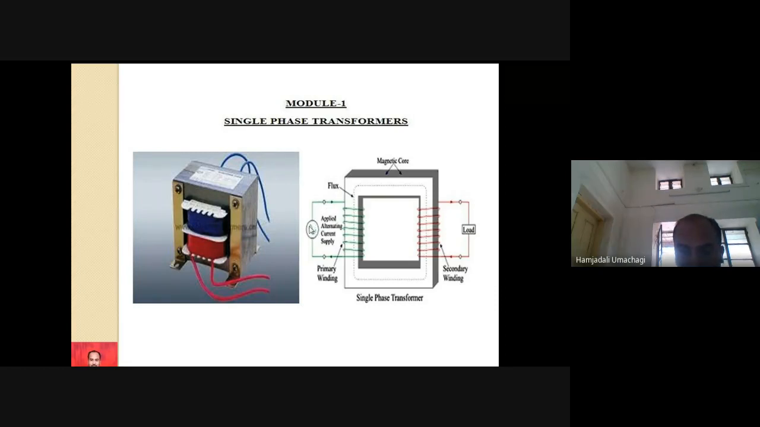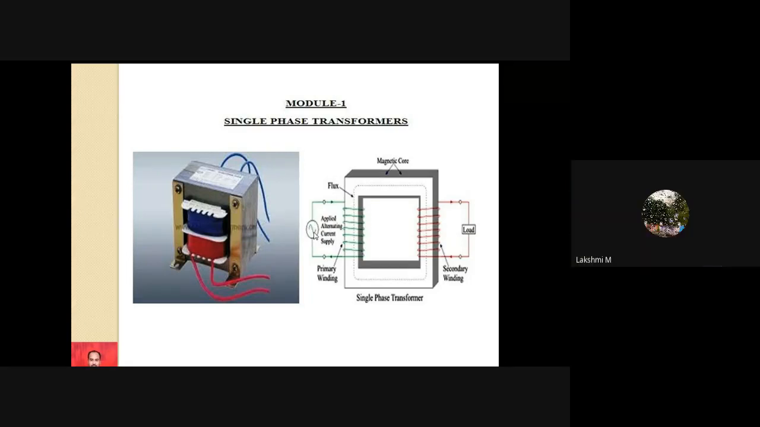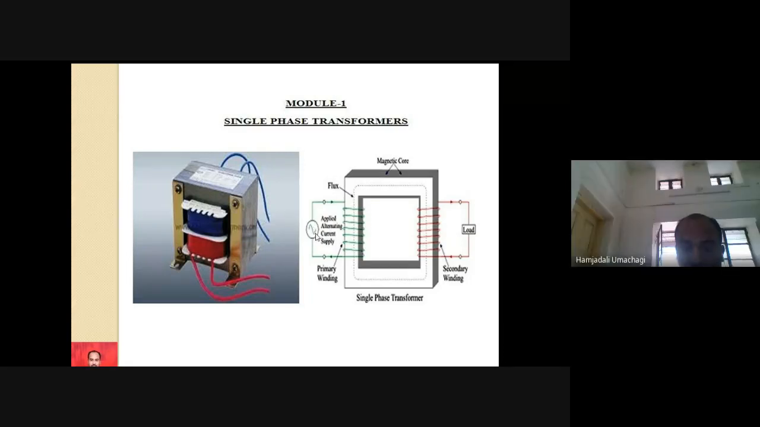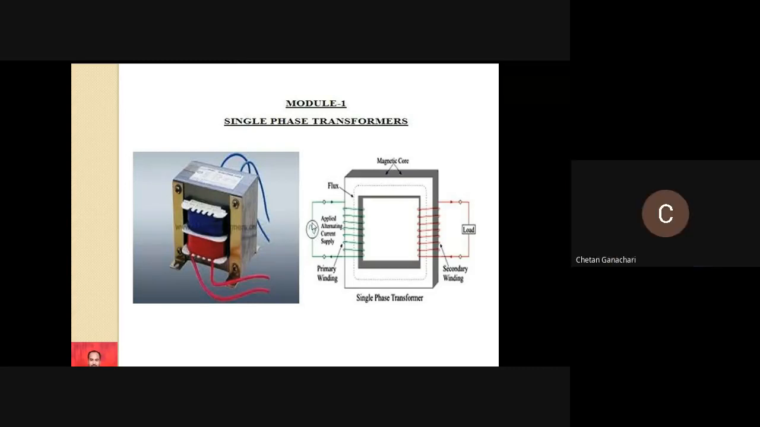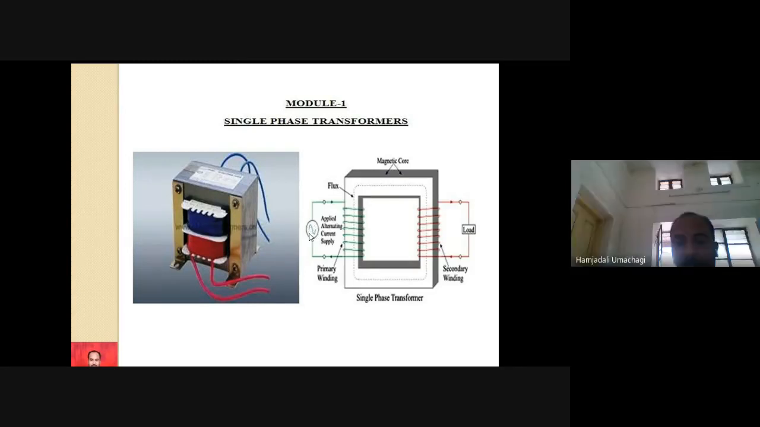Here you can observe the symbol. What is the symbol? AC. This is the sinusoidal symbol, AC source, where the upper half is the positive half cycle and the lower half is the negative half cycle. So it is nothing but your sinusoidal signal.